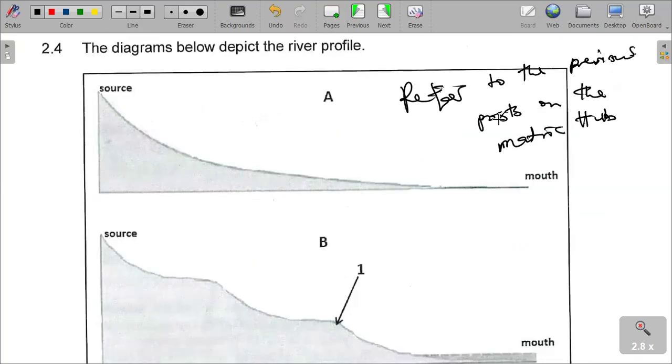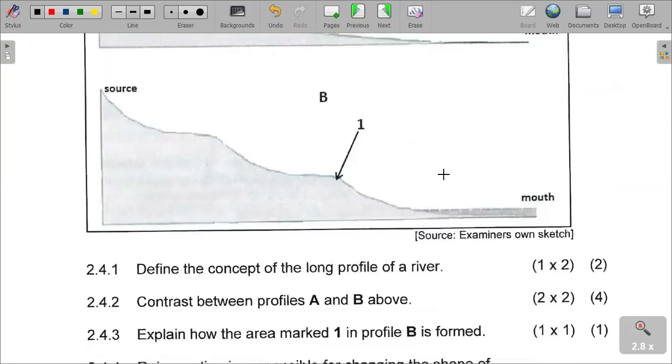So refer to the longitudinal profile of a graded and ungraded river channel. It is posted there, graded and ungraded river channel, geography metric, work on it and see there. Define the concept of the long profile of a river.